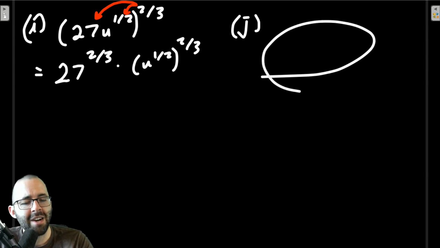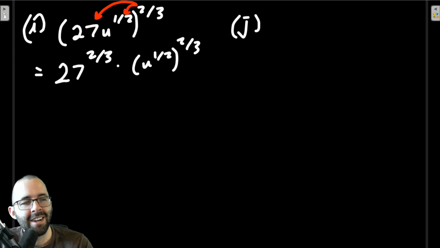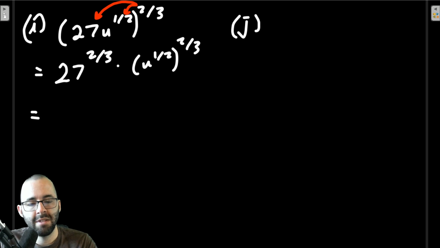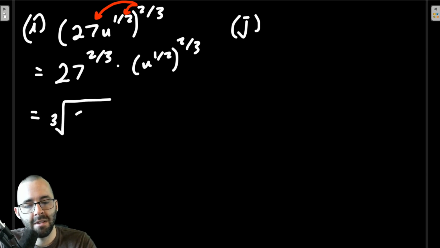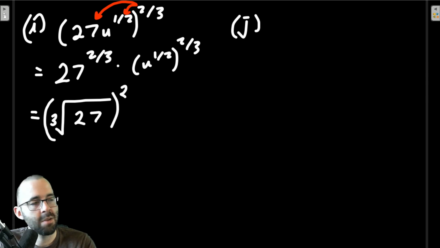Notice how I wrote down j, but I didn't actually give you a problem over there. Don't worry, it's coming. All right, so 2/3. The denominator of that exponent becomes the index of the radical. The numerator becomes an exponent. And you can either put the exponent outside or inside. We'll put it outside. It's a little easier.